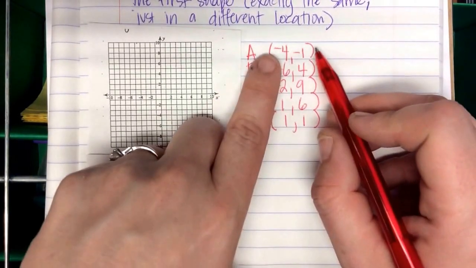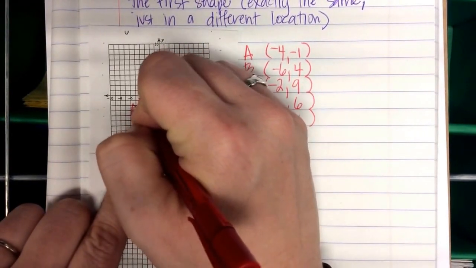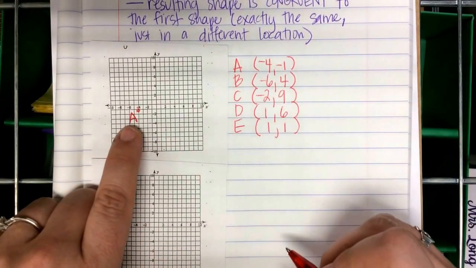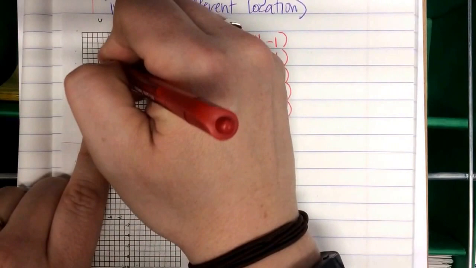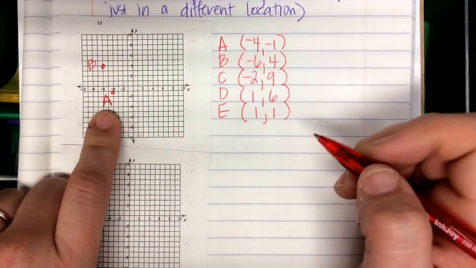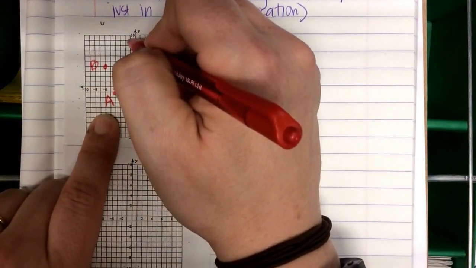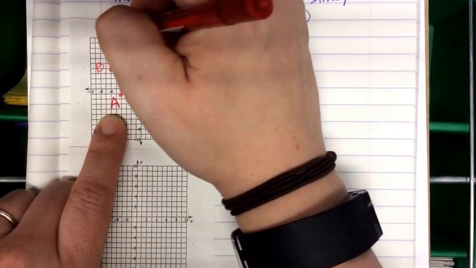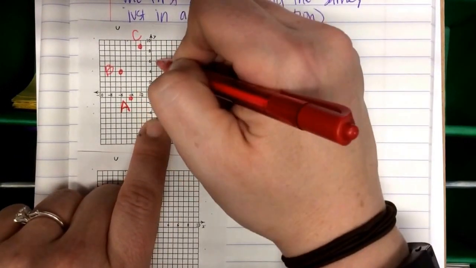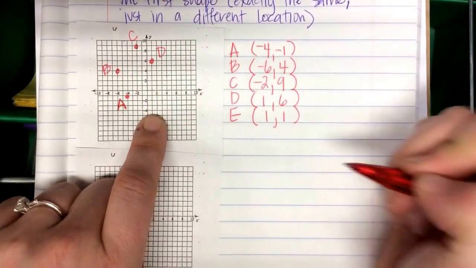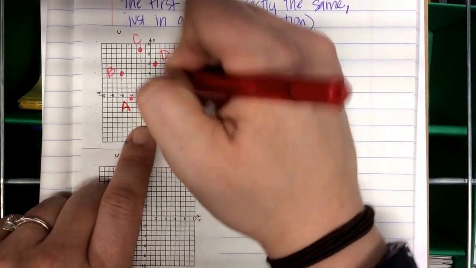And let's create our first shape. So (-4, -1) is point A. (-6, 4) is point B. (-2, 9) is point C. (1, 6) is D. And (1, 1) is E.